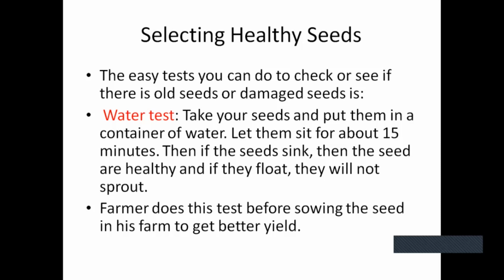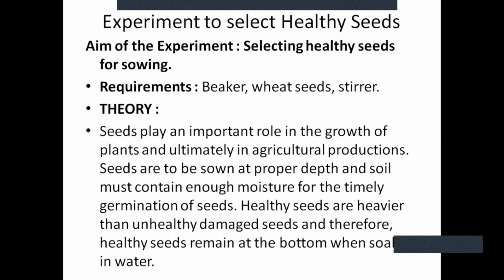And so the farmer does this test before sowing the seeds in his field, so that he gets good healthy seeds, and he can use these healthy seeds for sowing, so that he gets a bumper crop. Now this activity which I explained just now, I want you to do this activity at home. This is an experiment in your lab manual. Okay. Now, selection of healthy seed is the first experiment which you will be writing in your lab manual.